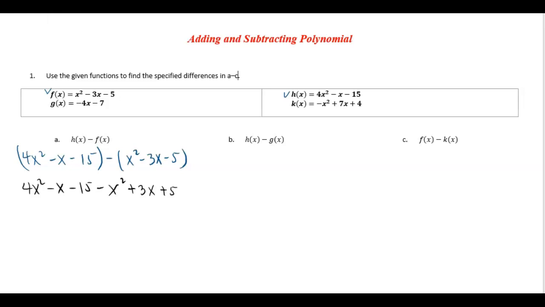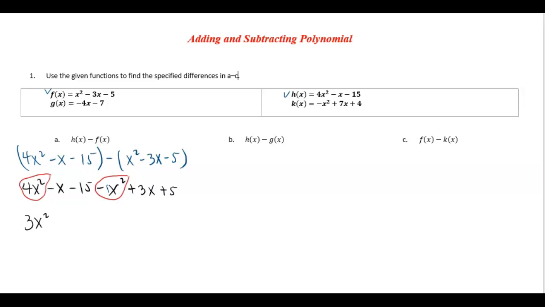Let's check for x squared. The highest exponent is 2 here. So we got 4x squared and we have negative x squared. So we can say 4 minus 1, that's like a 1 here. Remember, when there is nothing, that's a 1. So 4 minus 1 is 3. So we're going to have 3x squared.